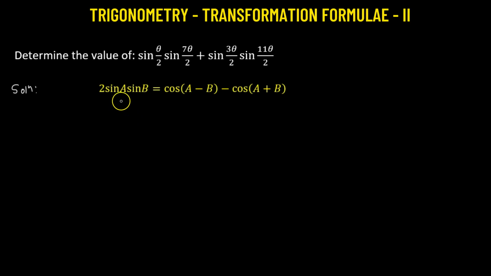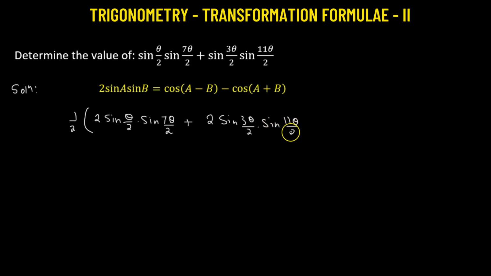So if we have the product of two sine functions, then it transforms into a difference of two cosine functions as shown here. In our case, we don't have the factor 2 in each of the two terms, but that's fine. All we have to do is multiply and divide by 2. So we can rewrite the expression with half as the common factor. This will be multiplied by 2 times sine of theta over 2 times sine of 7 theta over 2, so that's the first term. That will be added to 2 times the second term, so that's sine 3 theta over 2 multiplied by sine 11 theta over 2.